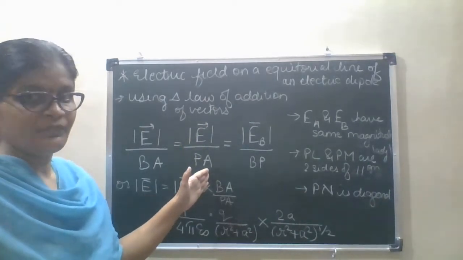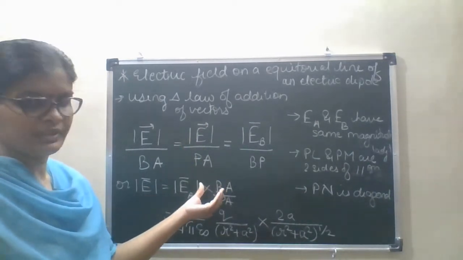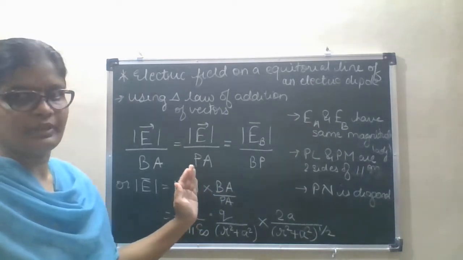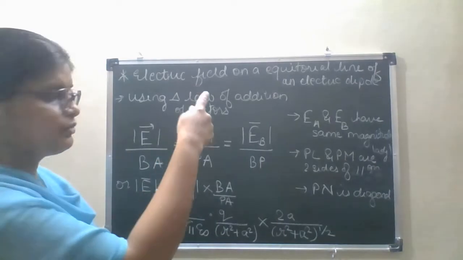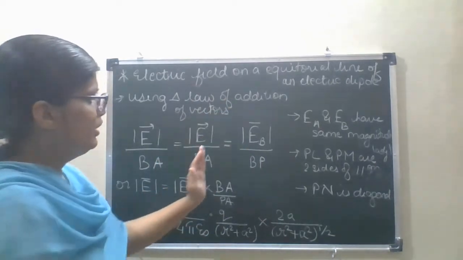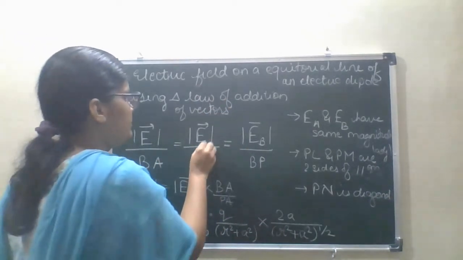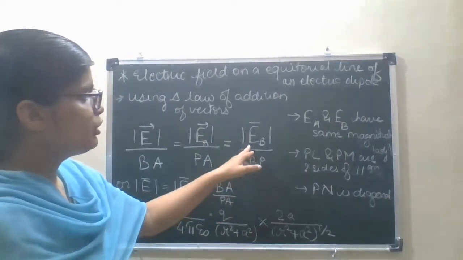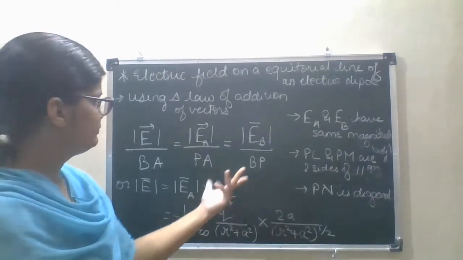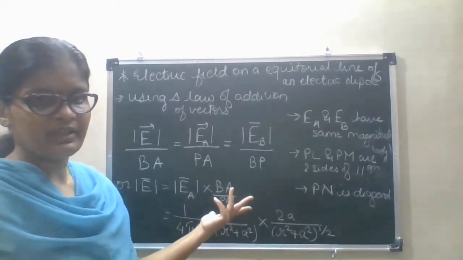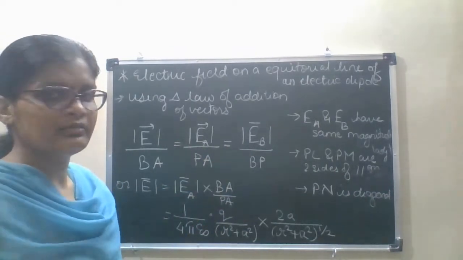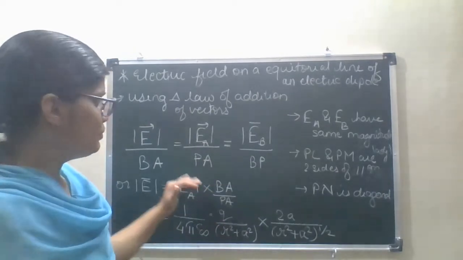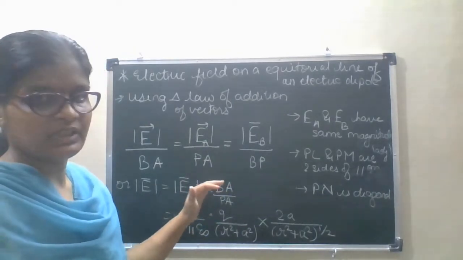What is AP? A is situated towards the left-hand side of the equilateral triangle, and P is situated at the middle vertex of the equilateral triangle. Similarly, EA must be there. So mod of EB is equal to BP. Can we say that? Yes, we can, because the magnitudes of EA and EB are equal, so we can write this in this manner.